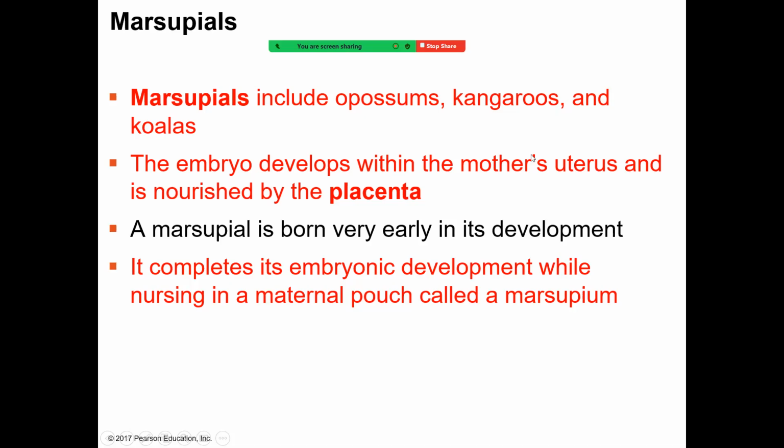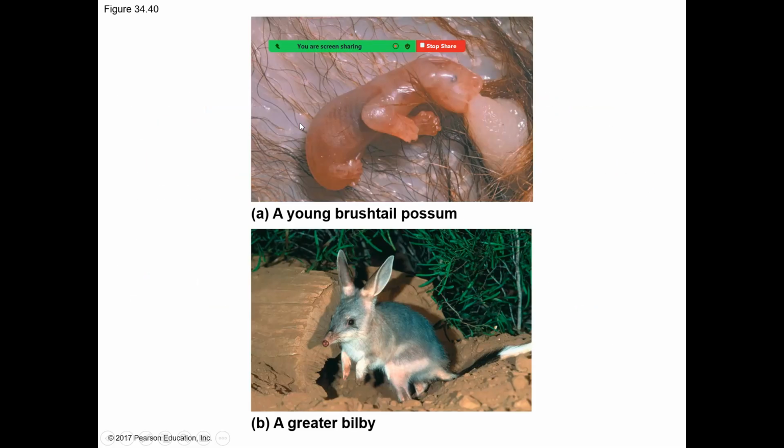The embryo develops within the mother's uterus inside the body and is nourished by the placenta. Again, the offspring is born very, very early in development, cannot live on its own, climbs into the marsupium, feeds off the milk for a very long period of time, continues to develop and grow, and then finally is able to live on its own. So marsupials are different in that their offspring are born very, very early in development and need extra time to grow in the marsupium.